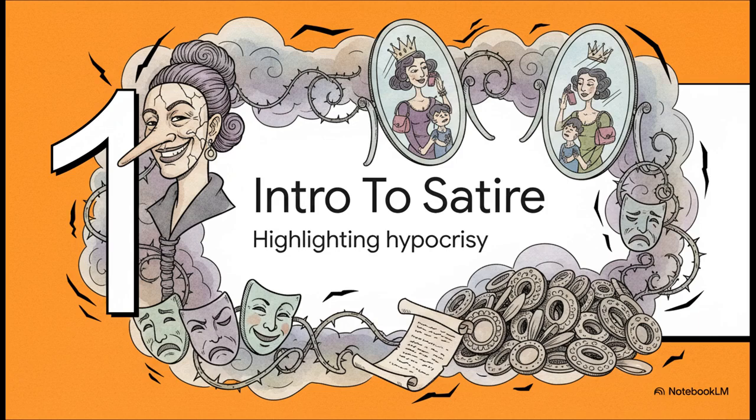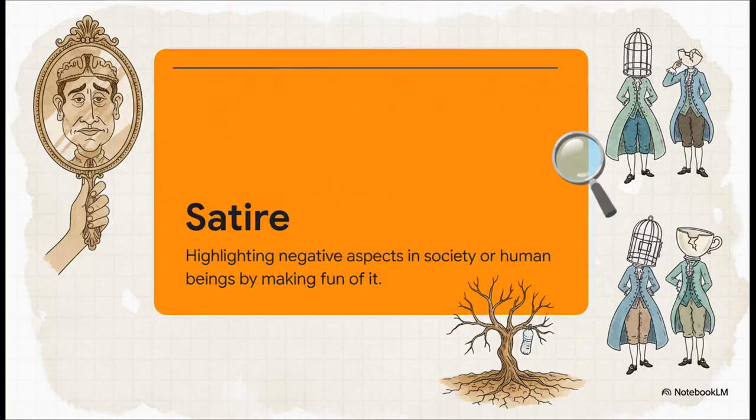Section 1. Introduction to the satire. Let us begin by understanding the primary literary tools Saki uses throughout this entire chapter. He doesn't lecture us like a strict teacher, right? Instead, he uses a brilliant technique called satire. Satire is basically highlighting negative aspects in society or in human beings by making fun of them.